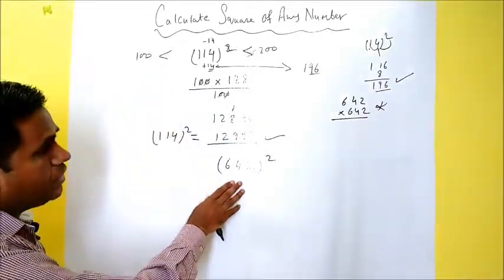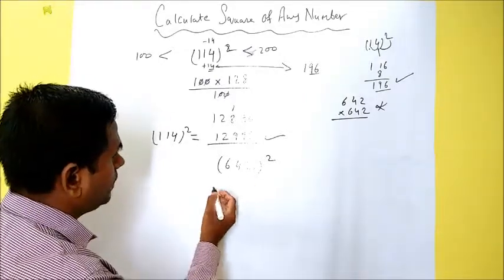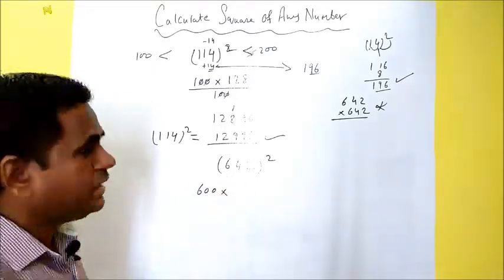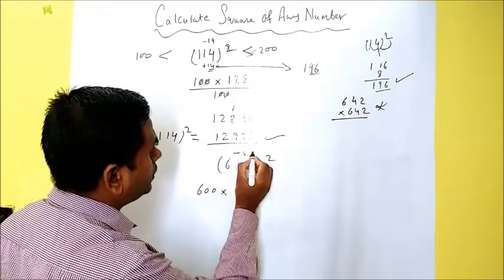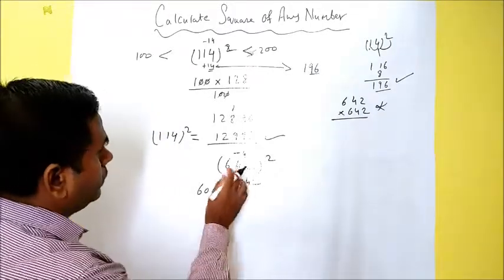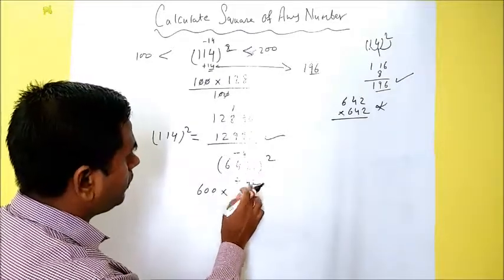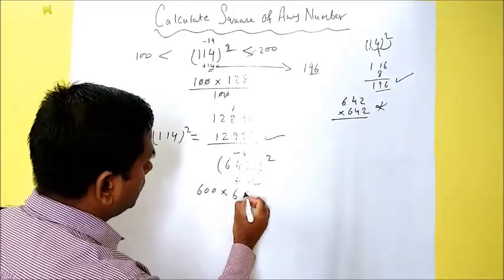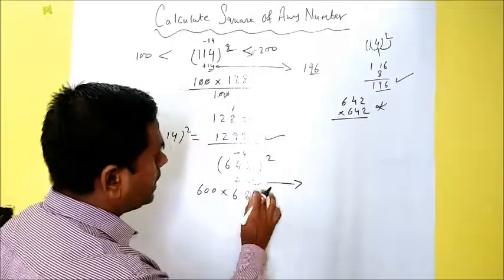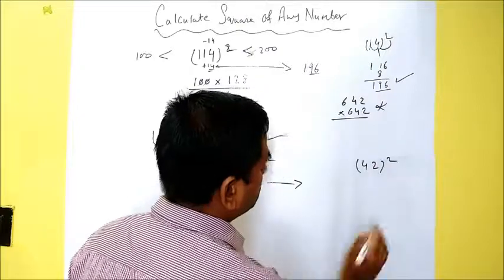So here the closest number is, I will take 600. You can take 700 also. Now to get 600, what did I do? I have subtracted 42, right? So here I will add 42, isn't it? 642 minus 42 becomes 600. Now 642 plus 42 will become 684. Now 42 square I have to calculate and keep it.